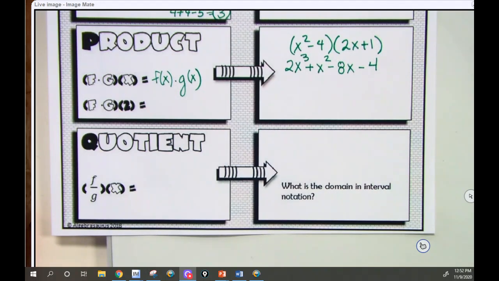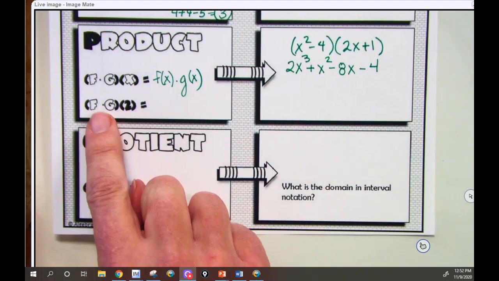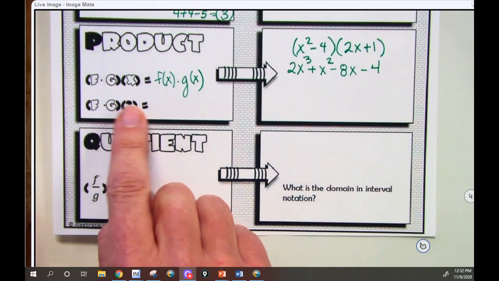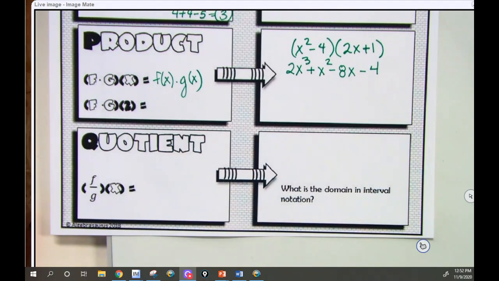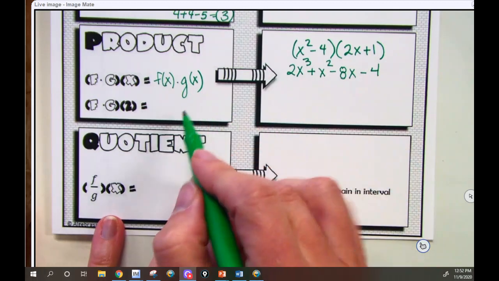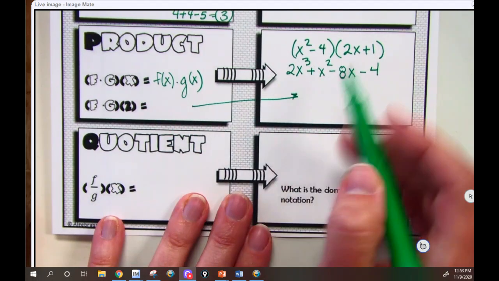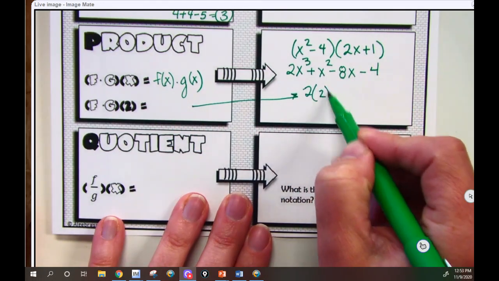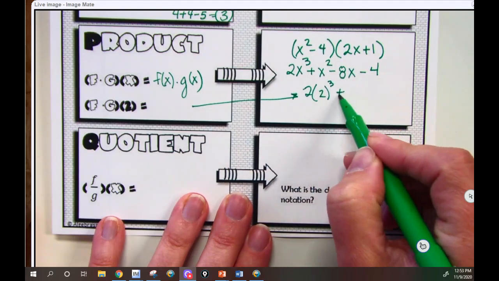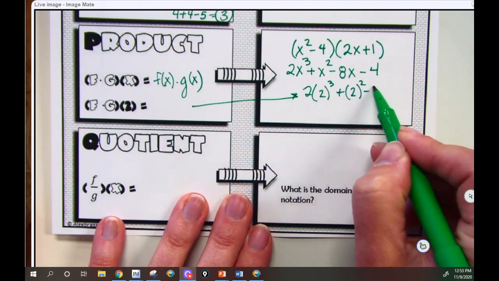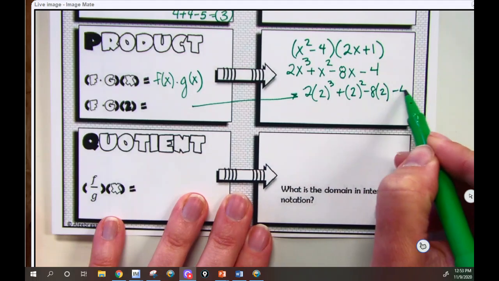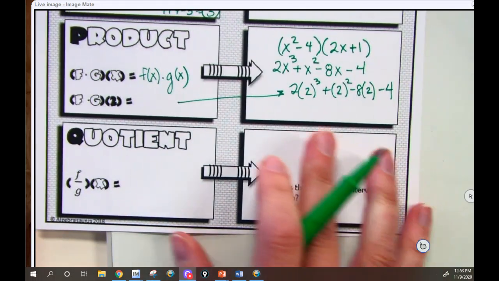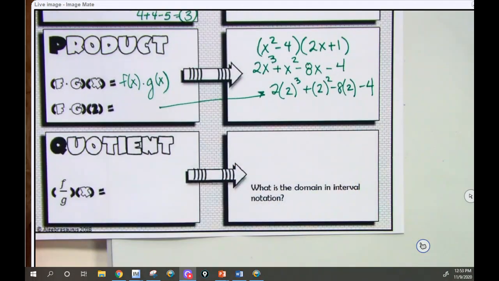I'm good? All right. Now let's figure out what f times g of 2 is. We've got f times g, substitute in 2. I've got enough room over here, so I'm going to do it here. Pay attention to your order of operations on this one. That gets some of you in trouble sometimes. So that means exponents first, right?